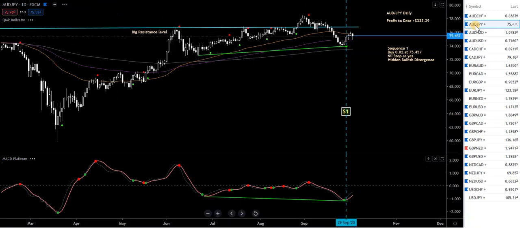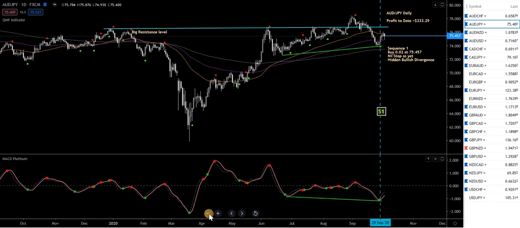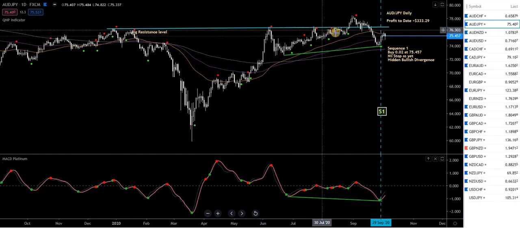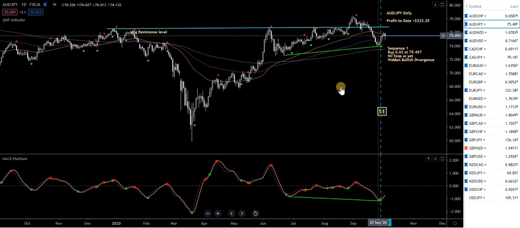Aussie Yen in a buy trade here. As you can see, you can read my notes. This blue line is a big resistance level. If I just shorten up my chart a bit, you can see it's come here before, bang, bang, bang. Now hopefully it'll head back up there.